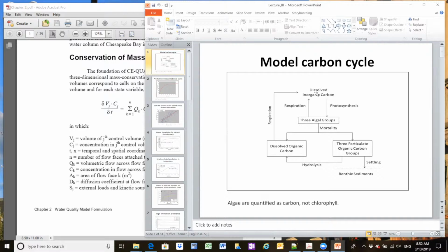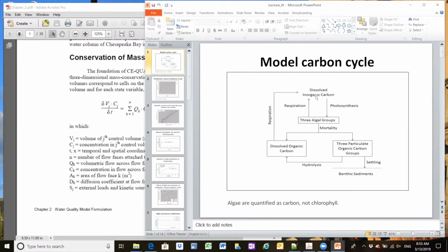We have settling of particulate organic carbon. It settles into the benthic sediments, and we heard yesterday a lecture about the sediment diagenesis model. Algae, through photosynthesis, create carbon. And again, in this particular model, we assume that the supply of inorganic carbon is infinite. We don't worry about it. And through respiration, they produce inorganic carbon.